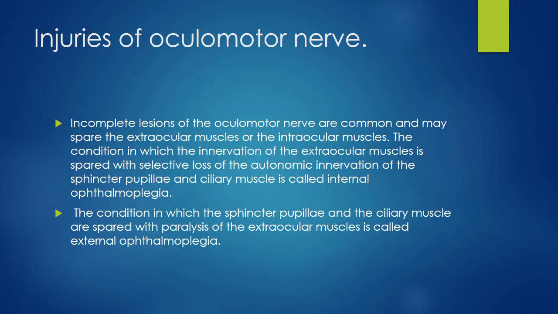As sphincter pupillae muscle cause constriction of the pupil, so in compression injuries the initial sign may be only dilatation of pupil. And the condition in which sphincter pupillae and the ciliary muscle are spared, means intraocular muscles are spared, but there is paralysis of extraocular muscle. This type of injury is called external ophthalmoplegia.